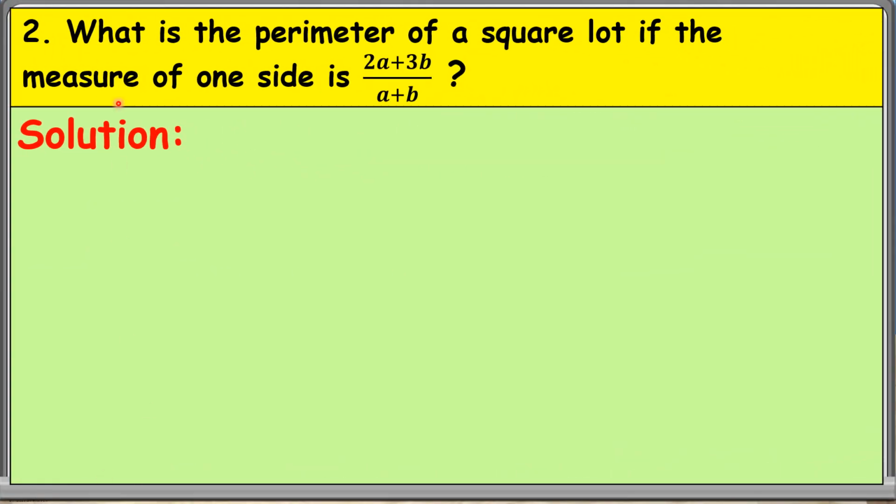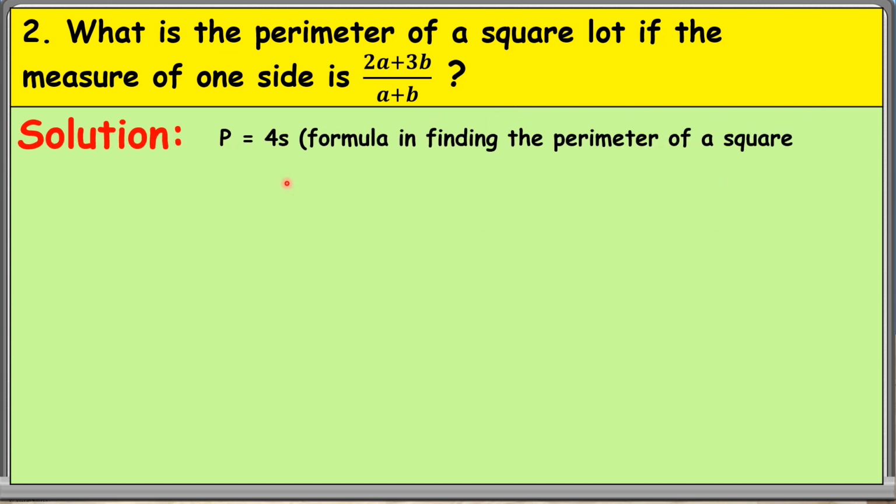Let's try another problem. So, what is the perimeter of a square lot if the measure of one side is 2a plus 3b all over a plus b? So, solution natin ay, of course, P is equal to 4s. Saan nanggaling to, teacher? It is the formula in finding the perimeter of a square. Can you still remember that? P is equal to 4s.